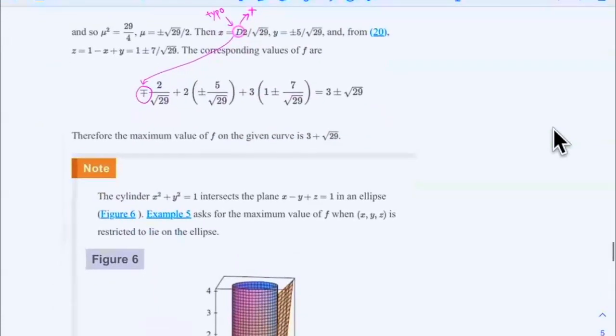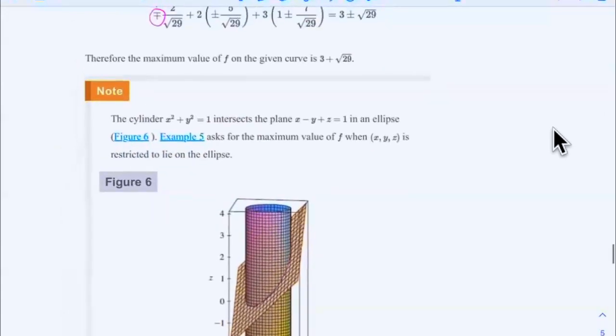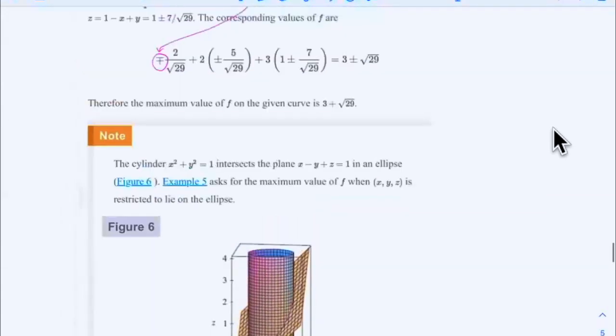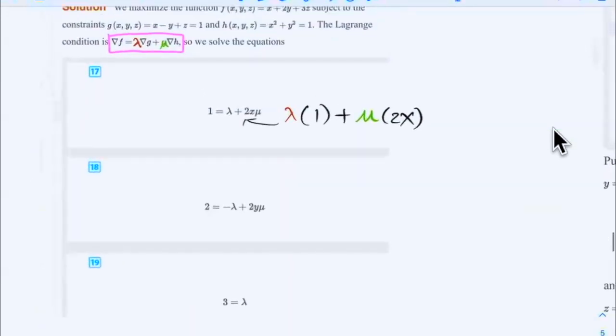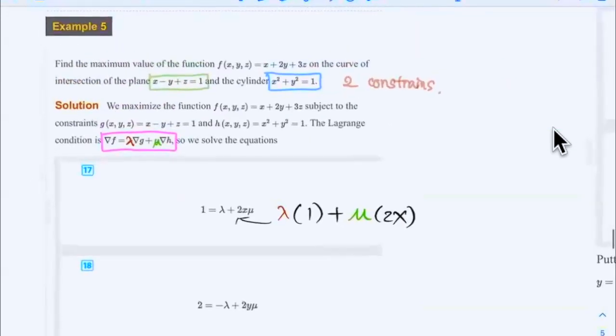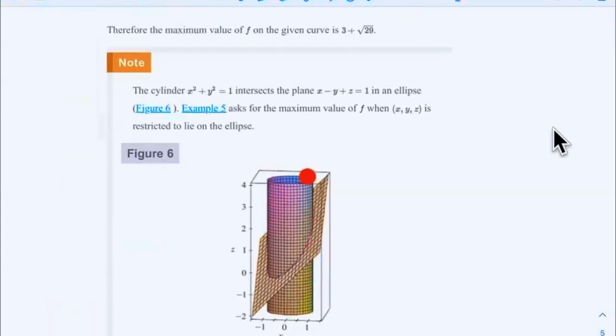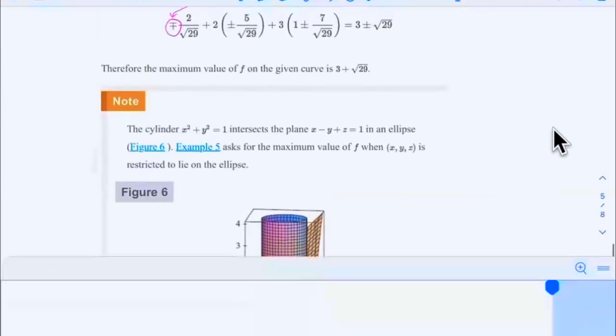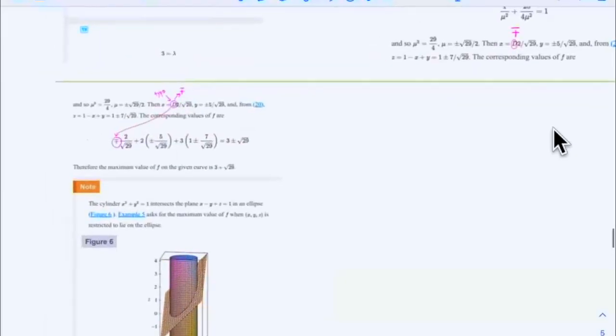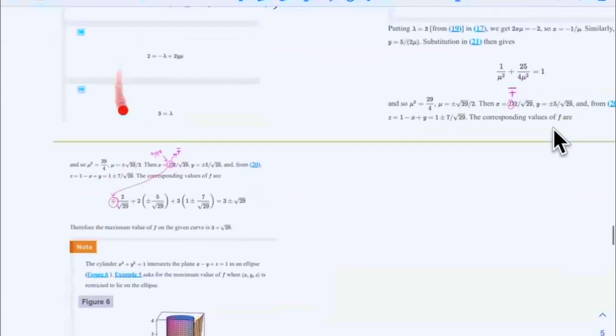Now after that, if you want to take a look at the graph, what is the first constraint? x squared plus y squared equals 1 is one of them. That will be the cylinder. And then x minus y plus z equals 1 is the plane. These two intersect at this ellipse. So this is the constraint curve. Along that one, you try to find the maximum and minimum of the function value. And you can take a look at this step.